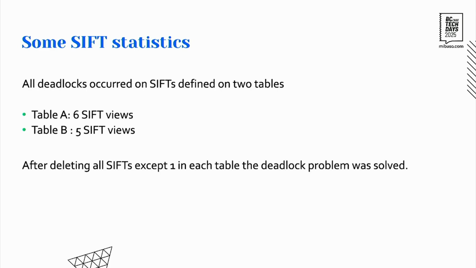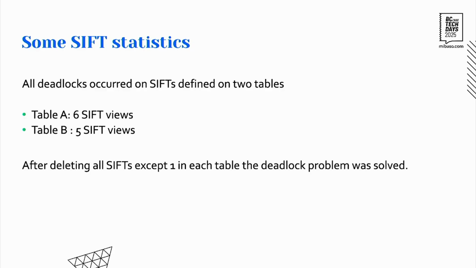And all of these deadlocks happen on 2 tables, which are touched in every transaction. Every transaction asserts certain rows, some records in these tables. One of these tables has 6 SIFT views, and the other one 5 SIFT views. All of the deadlocks happen on SIFT views on these tables. Deleting these SIFT views resolves the problem. Completely 0 deadlocks after this.